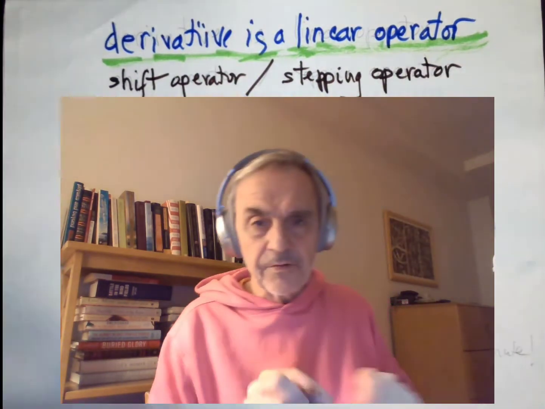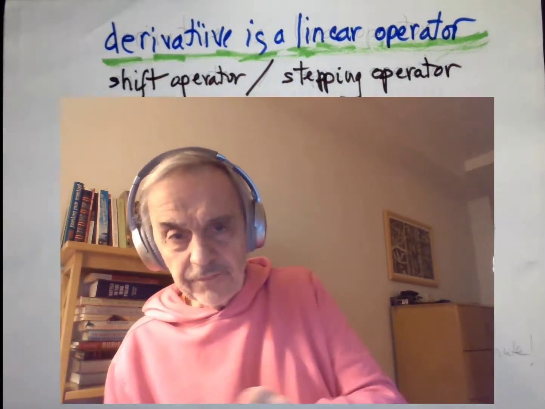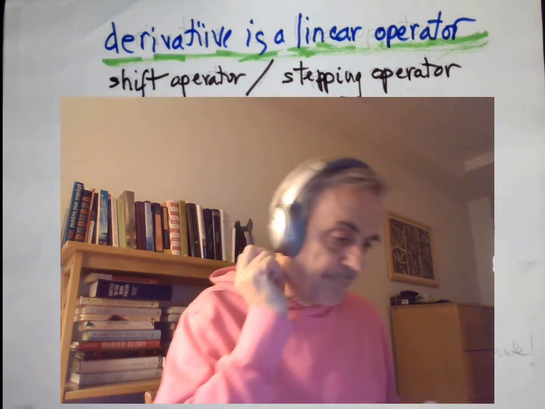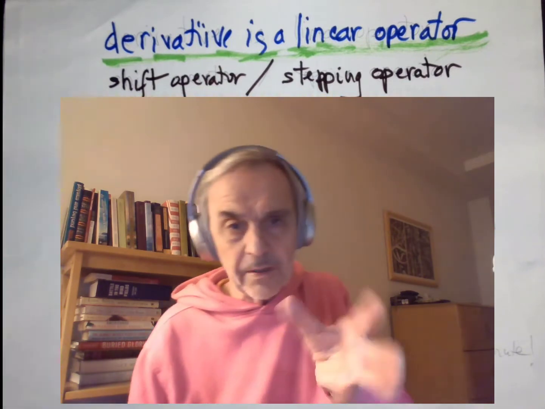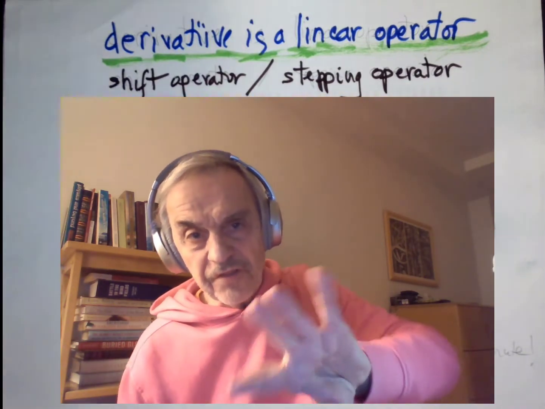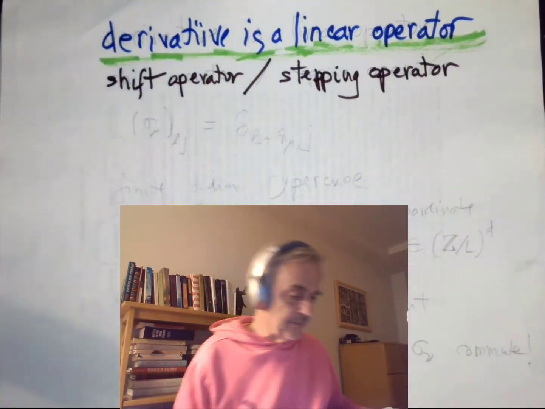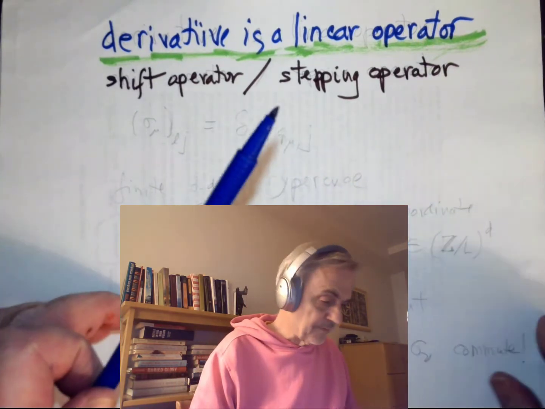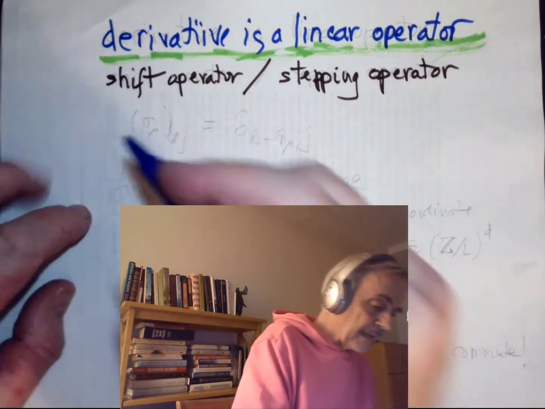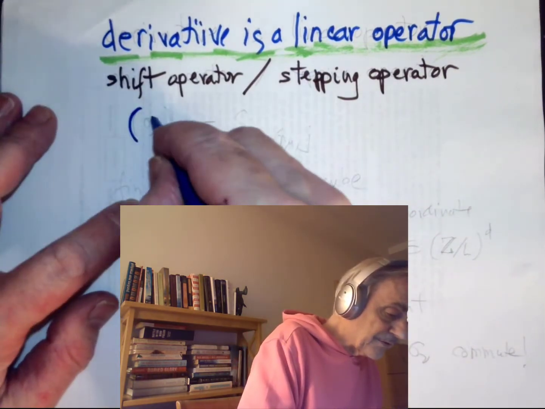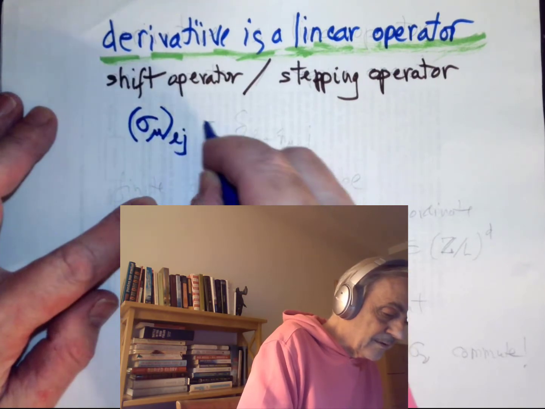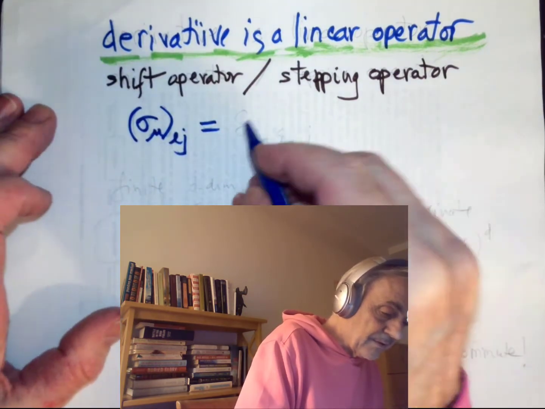This is when you think that you have somebody walking from site to site on a lattice, they're stepping. Or it's called the shift operator when you think I'm just shifting the labels in a cyclic way on the lattice. And there are many other names for the same thing. And we wrote it originally as sigma in direction mu, a matrix with these 2 indices.